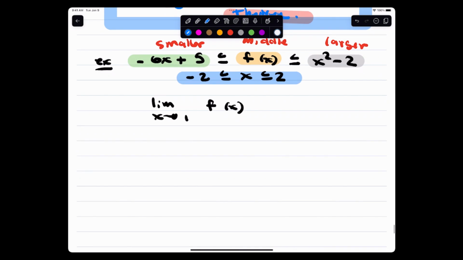Now, what do you guys know if they say x goes to 1? Isn't 1 in that interval from -2 to 2? So this is what I mean by, for x around 1. So they're saying, hey, you have this situation, and find the limit of that middle function.